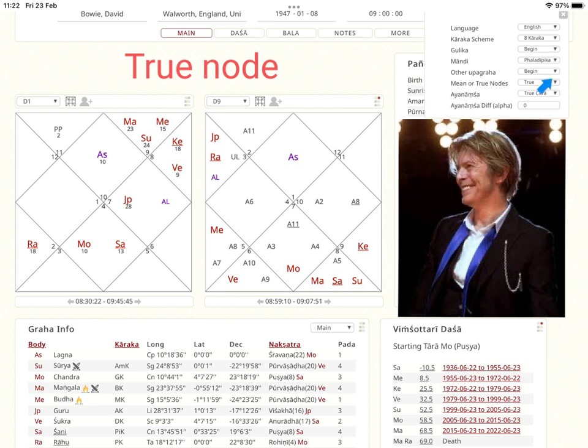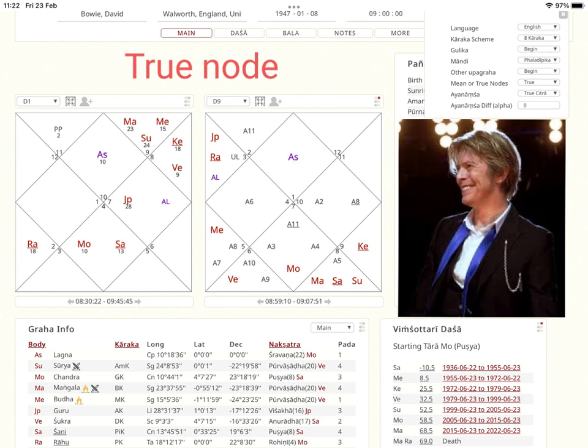Here we have the true node setting. It's at 18 degrees. Rahu is in the 5th house. We're going to see it does not change house, of course, because it's in the middle of the sign. Birth chart stays the same, but my goodness, the whole D9 changes. In the true node Navamsa, Rahu is in the 3rd house in Gemini, but he changes sign and house, as I'm going to show you with the mean node.